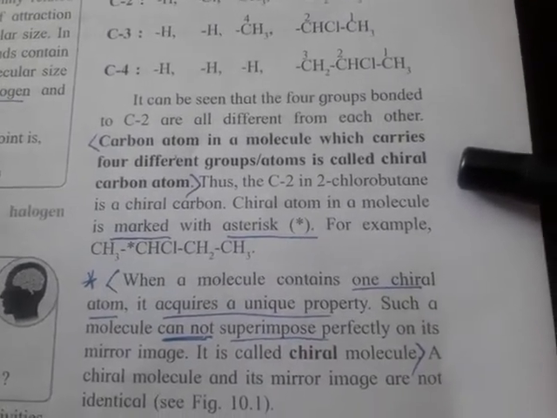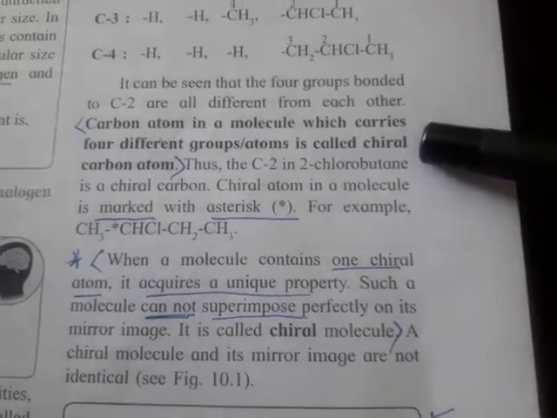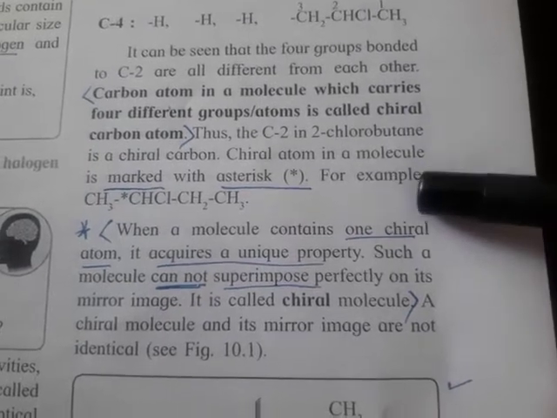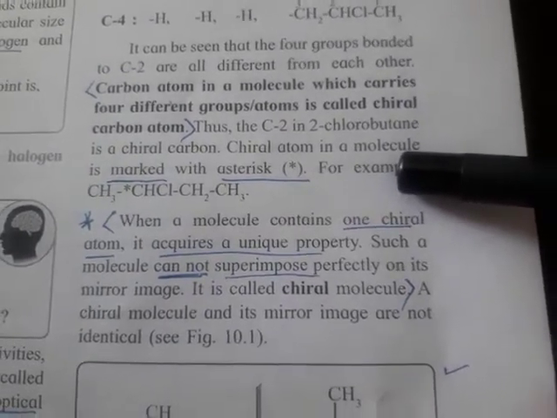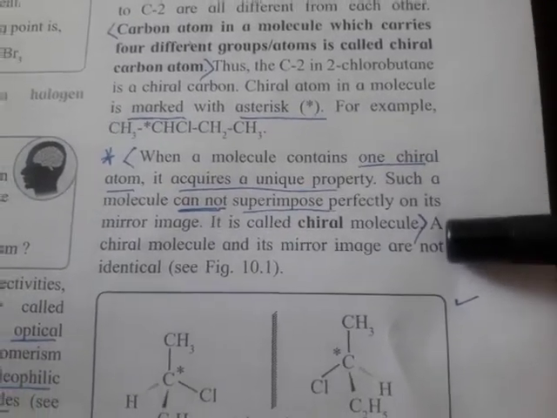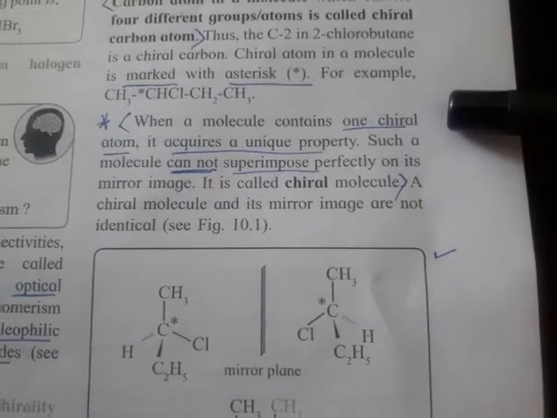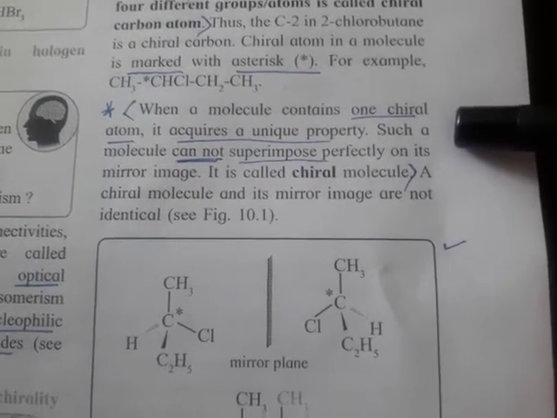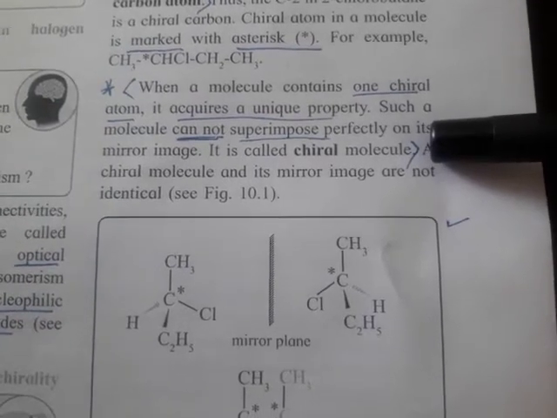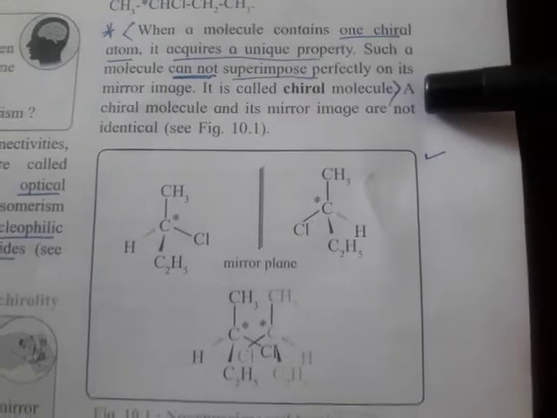See, they have given here: a carbon atom in a molecule which carries 4 different groups or atoms is called a chiral atom, denoted by an asterisk or a star mark. Such a molecule is called a chiral molecule. When a molecule has one chiral carbon atom, it has a unique property. What is it? It cannot superimpose with its mirror image, and it is called a chiral molecule.